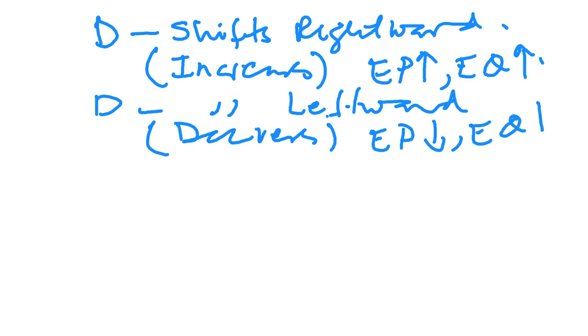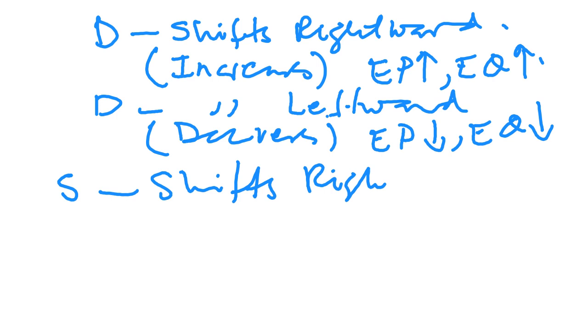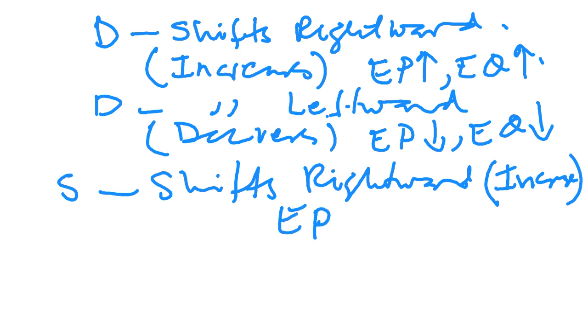When supply curve shifts rightward, by rightward I mean increase in supply. That is rightward shift. What would happen? Equilibrium price will decrease because supply is increasing. So you have surplus. Equilibrium quantity will increase.